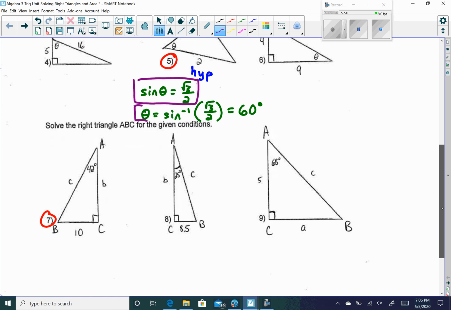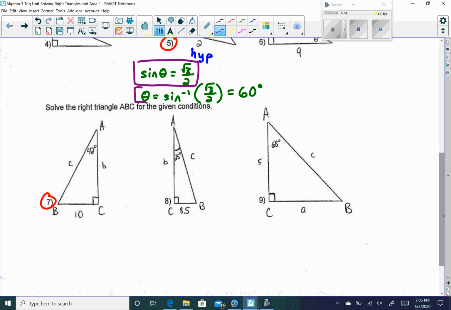All right, notice for 7, 8, and 9, it says solve the right triangle ABC for the given conditions. Now in these 3 problems, the triangles are drawn for us, and in others, they're not. We're going to have to make a quick sketch of a triangle to help us fill the missing pieces in, but just to make it a little bit easier, let's write them all as A, B, and C. Notice all the angles are capital letters, all the sides are lowercase letters.